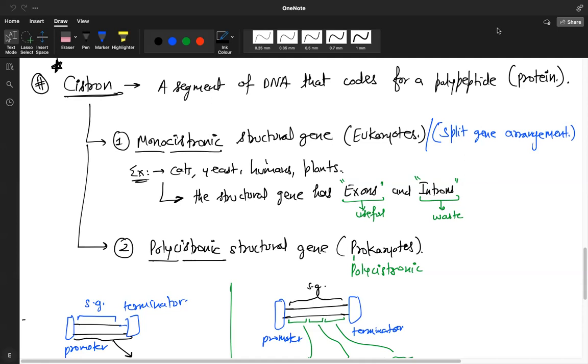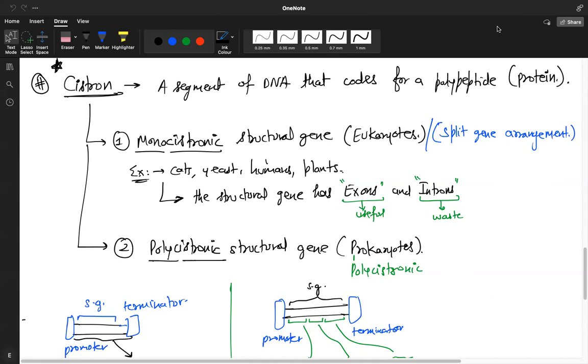Monocistronic: it codes for only one polypeptide chain, and it is present in eukaryotes, for example cats, yeast, humans, etc. And the structural gene has exons and introns also. Exons are useful and introns are waste. Then the polycistronic structural gene codes for 3 different polypeptides, and it is found in prokaryotes.